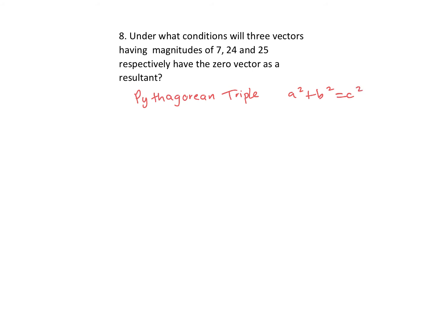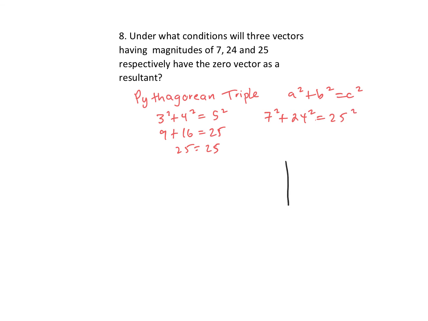So I know my Pythagorean triples. Some common ones are 3, 4, 5. 3 squared plus 4 squared equals 5 squared. That's a Pythagorean triple, right? That's 9 plus 16 is 25. So that is considered a Pythagorean triple. So is 7 squared plus 24 squared and 25. 7, 24, and 25 are a Pythagorean triple.